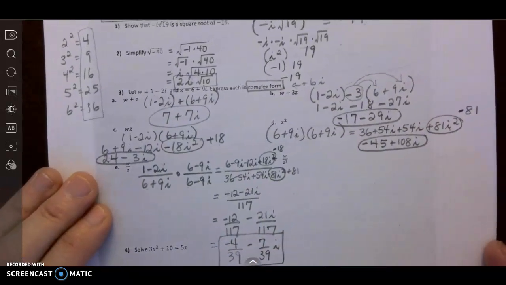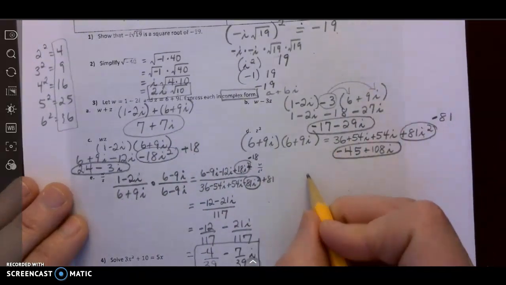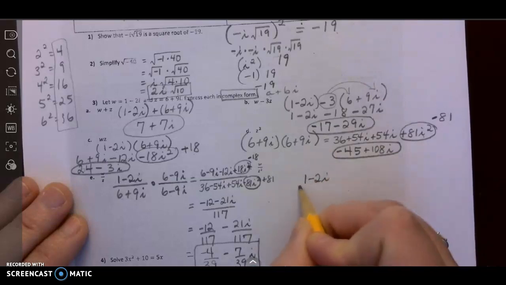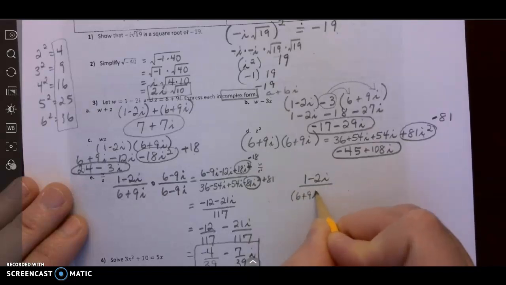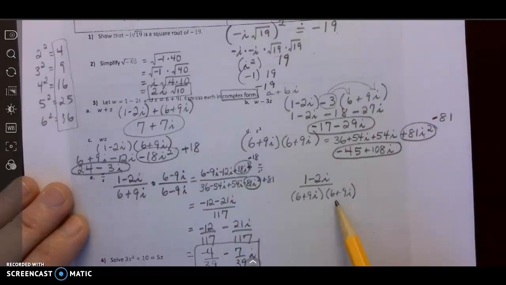Let's try another one. Let's go ahead and do this last one, W divided by Z squared. W is 1 minus 2i divided by Z squared would be 6 plus 9i times 6 plus 9i. Now, fortunately, I've already done this in a previous problem. Up here in letter D, I did 6 plus 9i times 6 plus 9i, and I got this. So I already know I can simplify to negative 45 plus 108i.